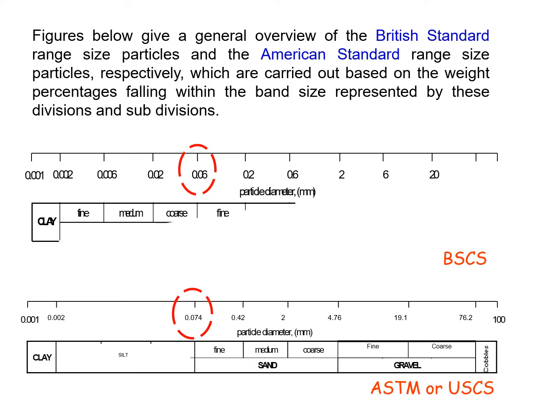The figure below gives a general overview of the British Standard range of particle sizes and the American Standard range of particle sizes respectively, which are based on the weight percentage falling within the band size represented by the distribution and subdivision. If you see here, for British Standard, the fine size is less than 0.06 mm, while for the ASTM it is 0.074 mm.